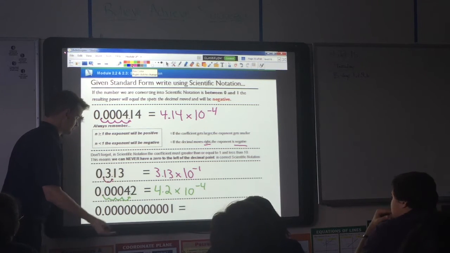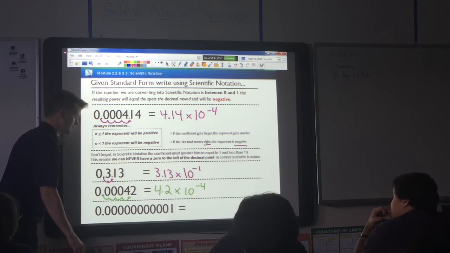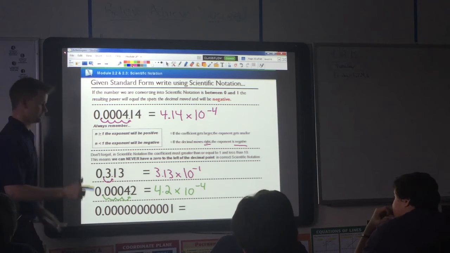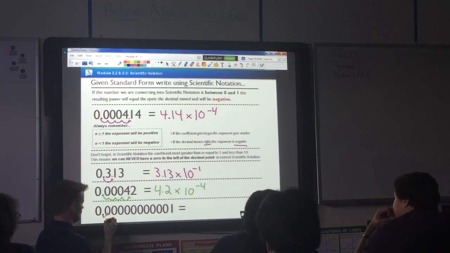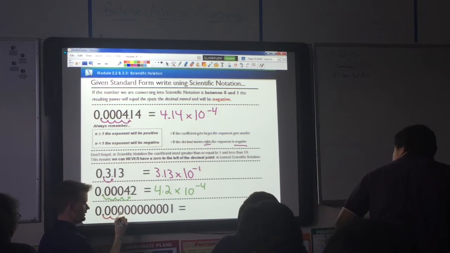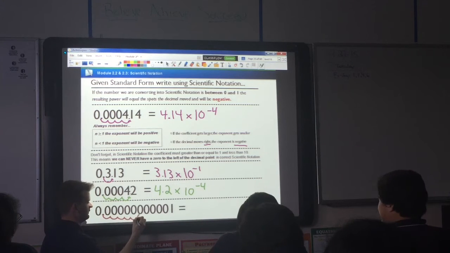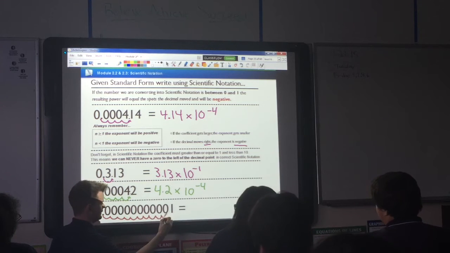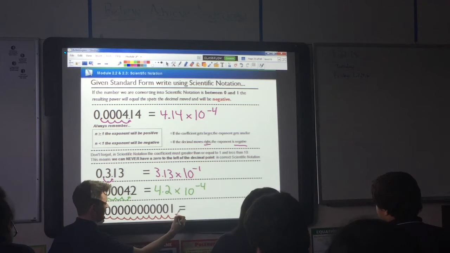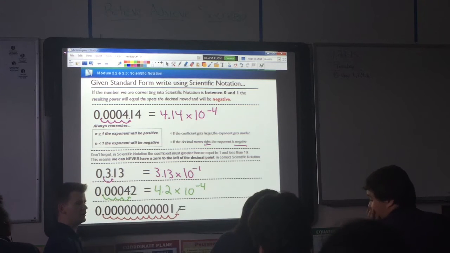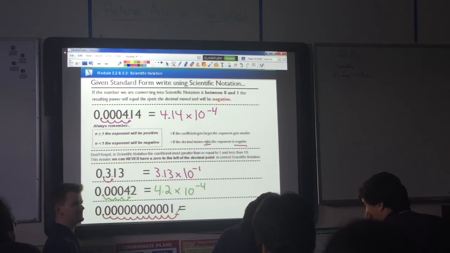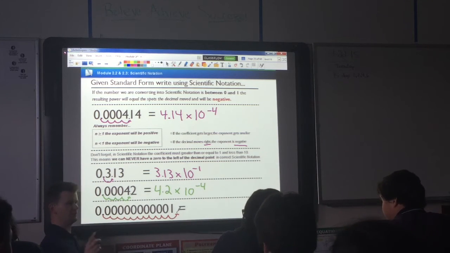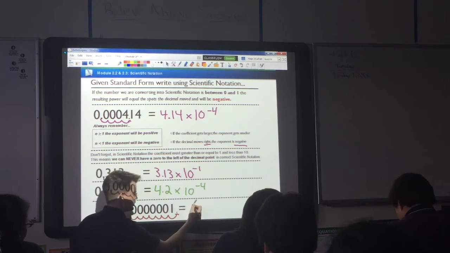Alright, Lucas, which way are you moving the decimal? To the right. How many times? 11. Let's see, count with me: 1, 2, 3, 4, 5, 6, 7, 8, 9, 10, 11. That works. And you can write this as 1.0. But do I need the point 0? No. I can just write it as 1.